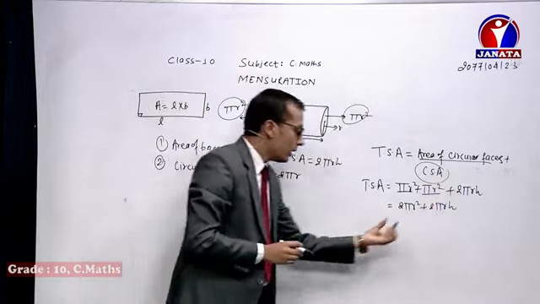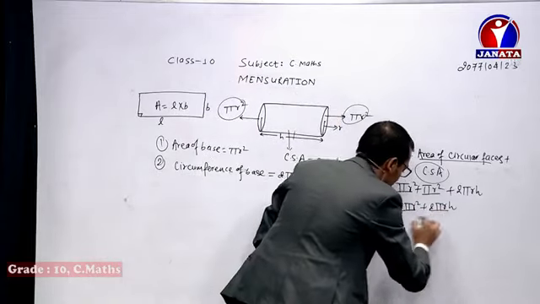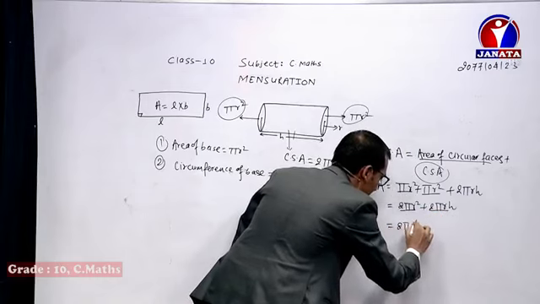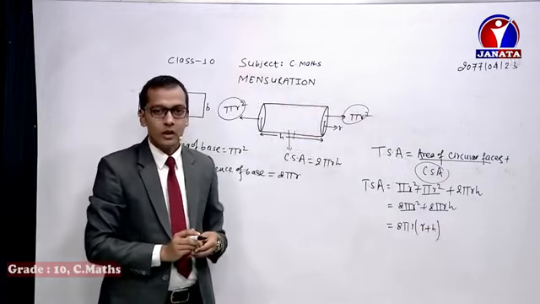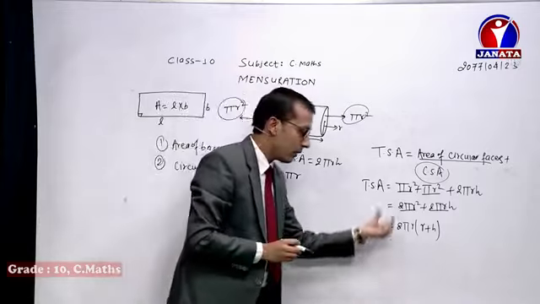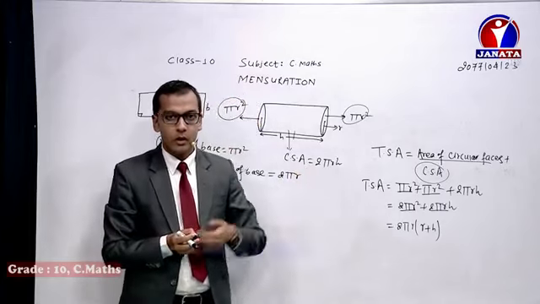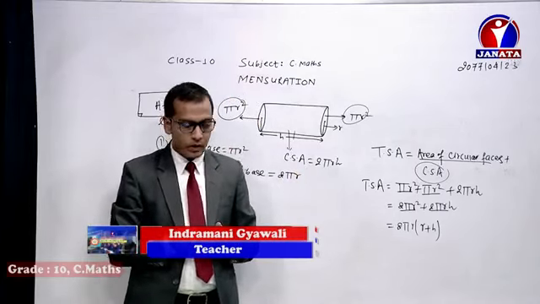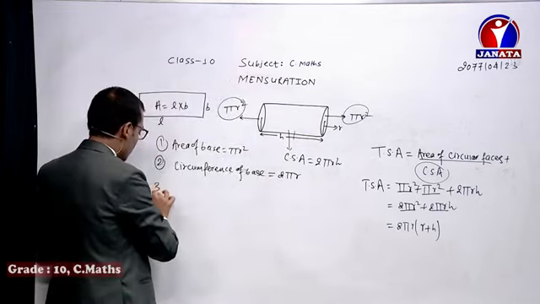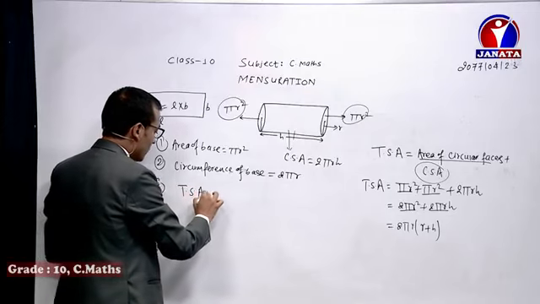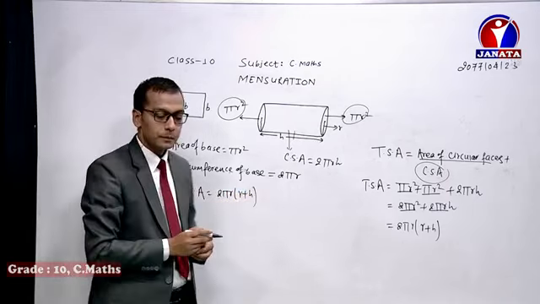Now we can take common from the first and second term. What is common? 2 pi r. If we take 2 pi r common, the terms left are r plus h. This is the concept to find the total surface area of a cylinder. Now the next term we have is volume. Let me write over here what TSA is. Total surface area is 2 pi r times r plus h.